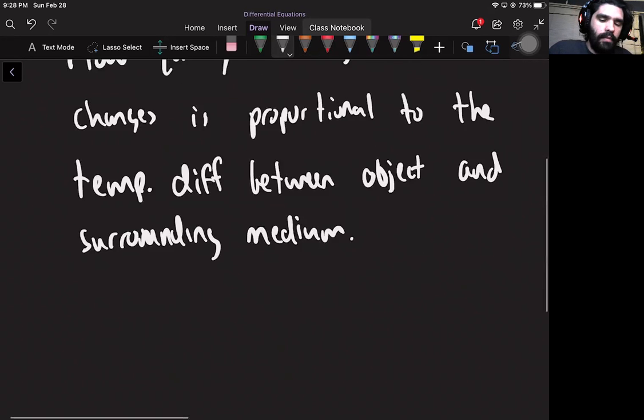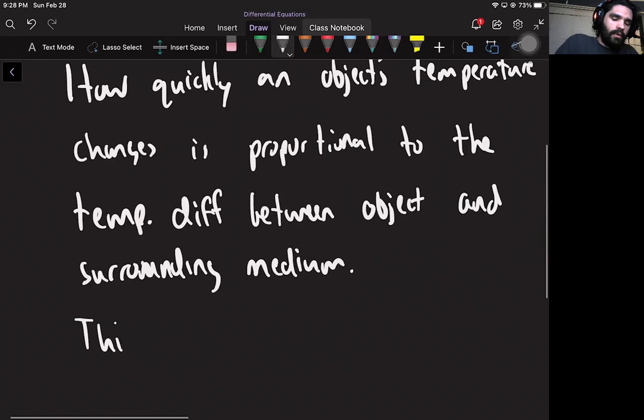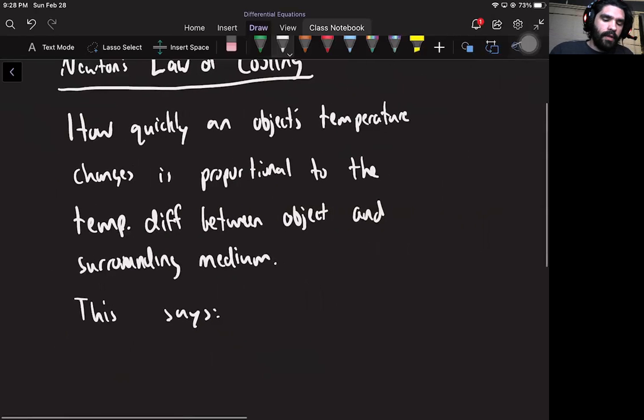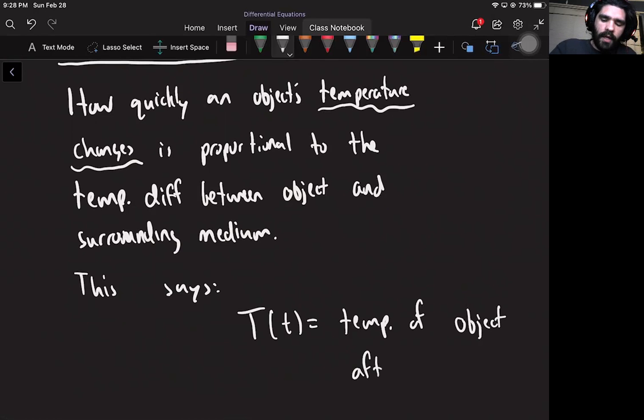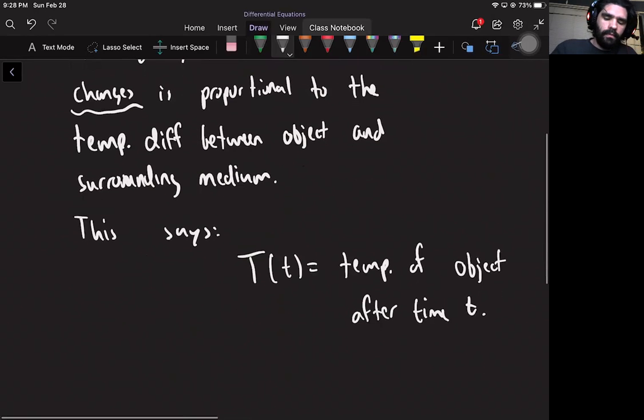and the surrounding medium. So this, as a differential equation, says what? Well, first of all, the temperature is changing, and it's changing over time. So I need to call temperature something. So I'll call it capital T, and it's a function of time. And this is the temperature of the object after some time has passed, time being little t. So it's what we're trying to figure out because it's the thing that is changing. And so, of course, that change is called the derivative.